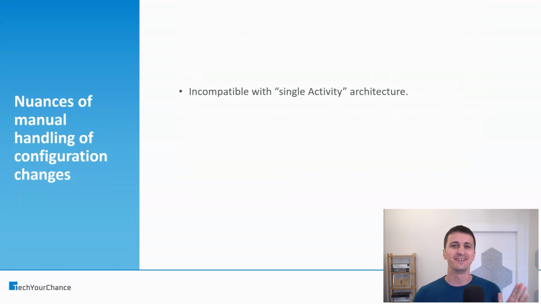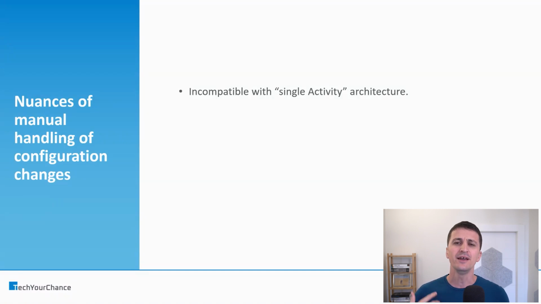First nuance is that this approach is incompatible with the single activity architecture. That's the recommended architecture by Google. But if you have a single activity and you set it to handle a specific set of config changes manually, then basically your entire application will handle config changes manually. And then you need to remember and take care of that in your entire app. I'm sure that there are projects out there that do that. I can't recommend this approach. It's just a recipe for bugs for no good reason.